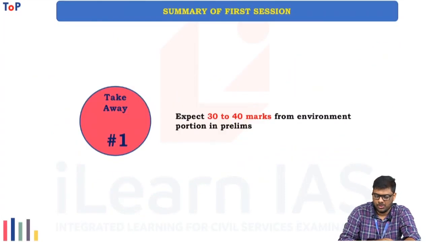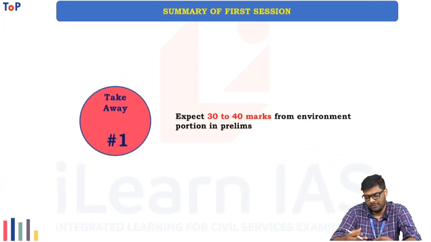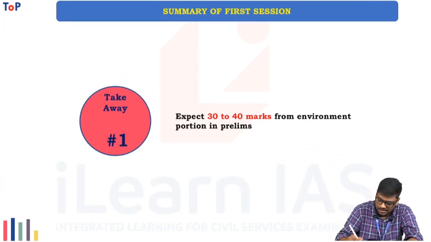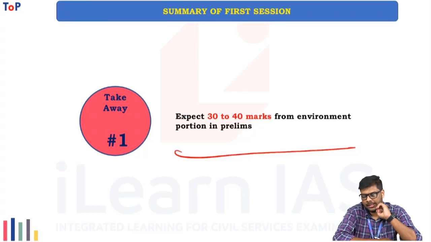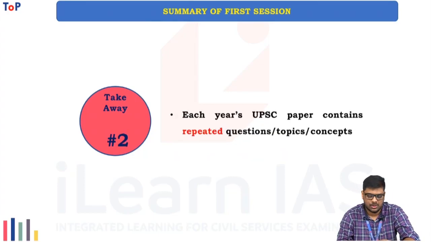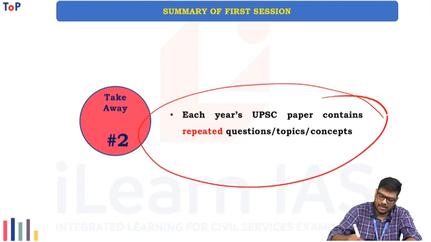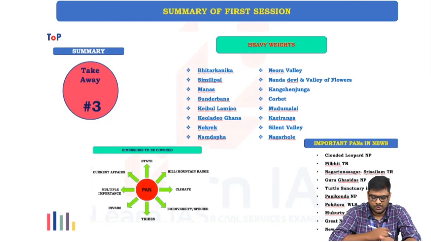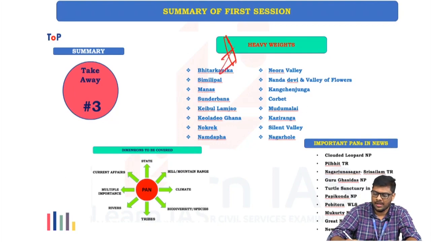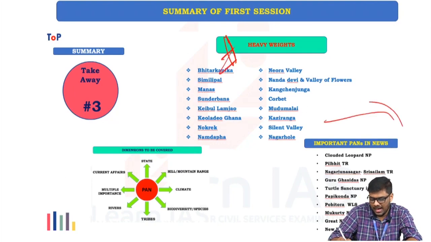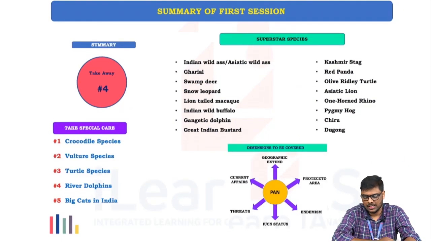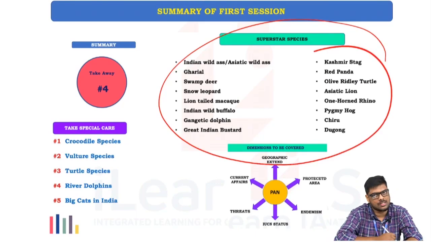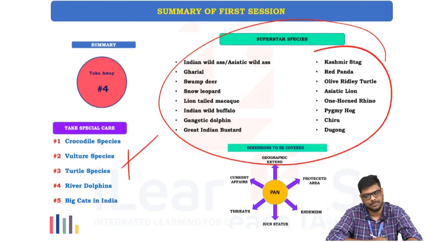Now, if you need the summary of the first 4 takeaways, here it is. Takeaway 1: you can expect this much percentage of questions or marks from a single year UPSC paper from environment alone. Takeaway number 2: each year's UPSC paper contains repeated questions or topics. Takeaway number 3: our heavyweight protected areas and some related families and important PAN in news. Use this framework to build your content. And takeaway number 4 was regarding some superstar species plus some current affairs and their families.